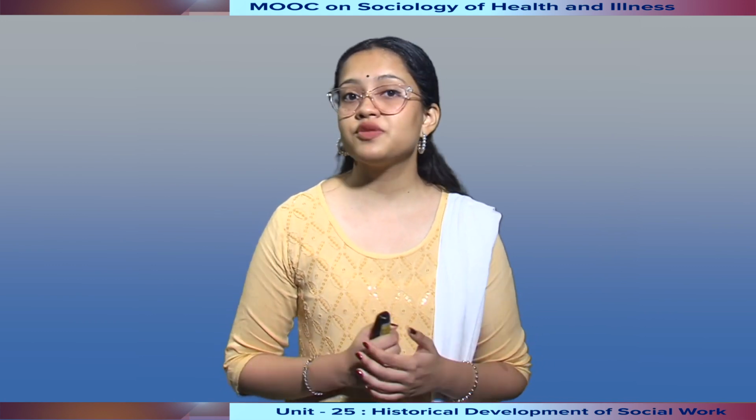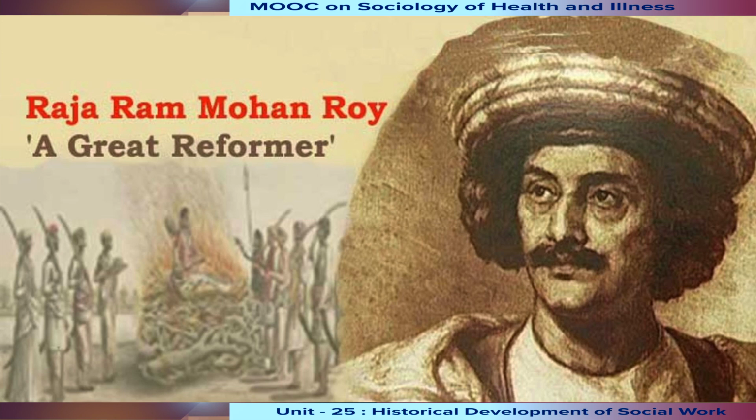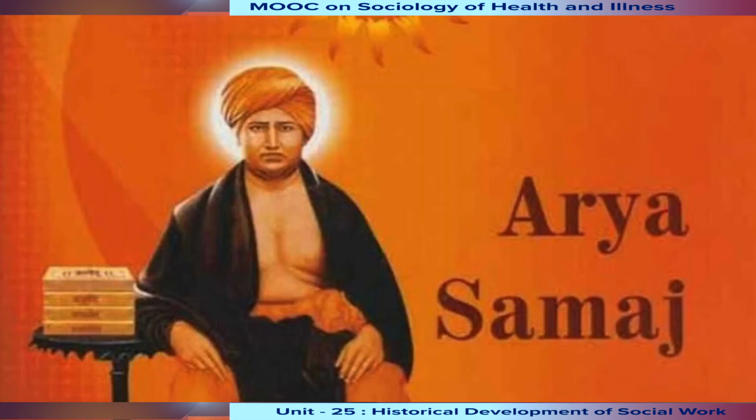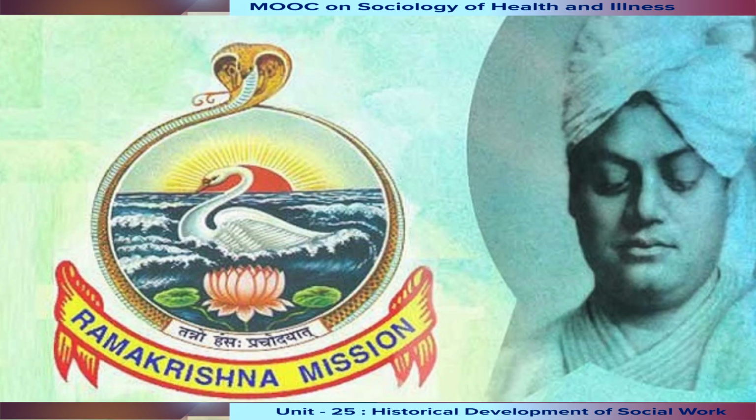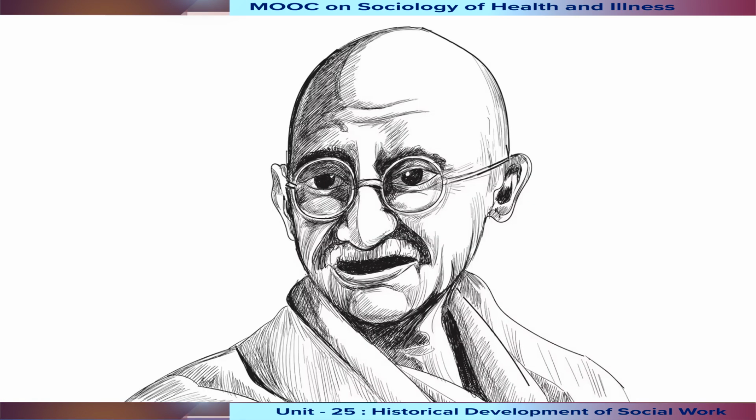Now, during the British period, British rule was the main inspiration for social reform movements. There were no property rights for Indian women; early marriage, inequality, the caste system, widow remarriage, and the custom of sati were the burning problems of Indian society. Raja Ram Mohan Roy started the Brahmo Samaj, Swami Dayanand Saraswati started the Arya Samaj, Swami Vivekananda established Ramakrishna Mission, and Annie Besant started the Home Rule movement against the Britishers. Later, Mahatma Gandhi did a lot of work in the field of social reform.